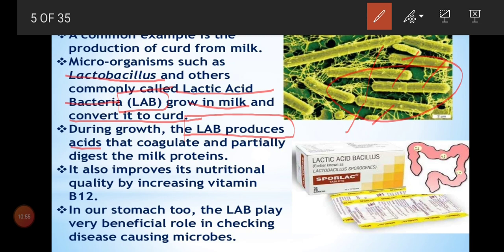So this lactic acid will coagulate and partially digest the milk protein, because now we need curd, which means we need curd protein, not a milk protein. So the milk protein should be digested by enzymes. Here there are no enzymes or acids, but acid was produced by lactic acid bacteria. Lactic acid was produced, so it will help to digest the proteins which are present in the milk. So while digesting, the milk started to coagulate itself.